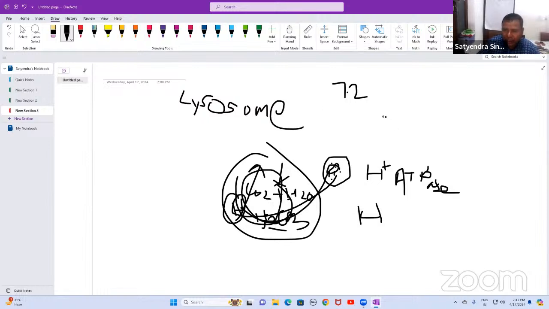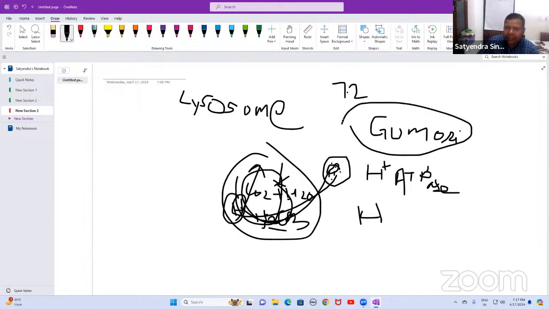So one objective is the Gomori stain. The Gomori stain is used for staining the lysosome, and it is also used for histochemical purposes. The Gomori stain stains the acid phosphatase, and the presence of the acid phosphatase marks the identification of the lysosomal membrane. That's why the Gomori stain is well known for studying the lysosomal membrane.